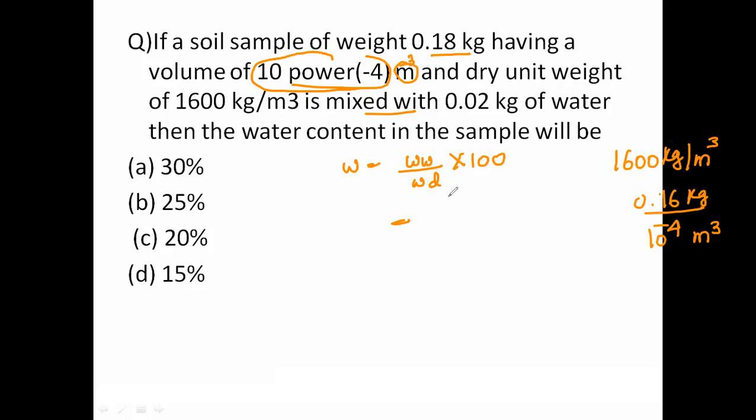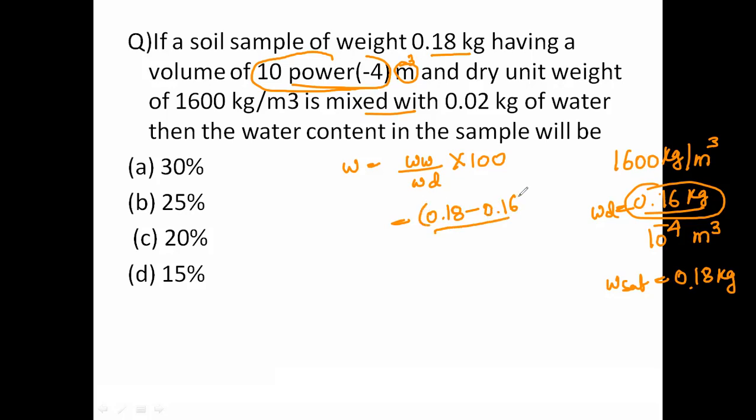Therefore, 0.16 kg is the dry weight, and the saturated weight is nothing but 0.18 kg here. Therefore, the weight of the water is nothing but saturated weight minus dry weight, so that is 0.18 minus 0.16, divided by dry weight.